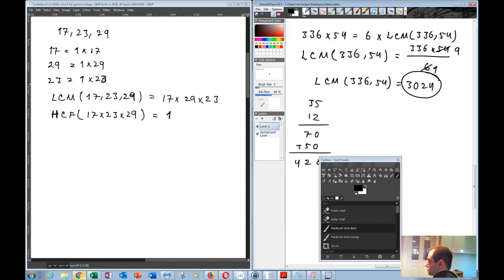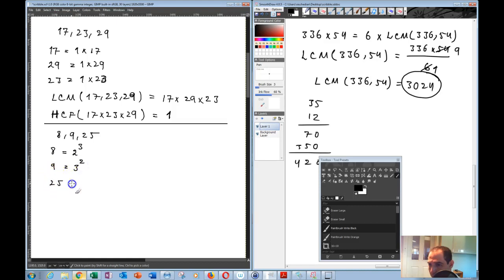HCF is 1. Okay. And the next numbers that we have, let's do another one of these, which is 8, 9, and 25. So if you have these three numbers over here, 8, 9, and 25. 8, you know that it's equal to 2 cubed. And 9 is equal to 3 squared. And 25 is equal to 5 squared, right?